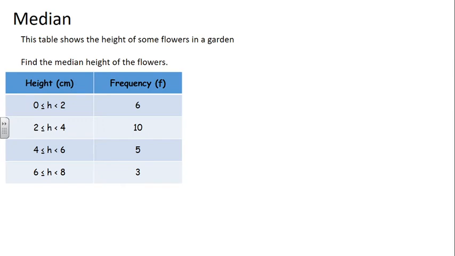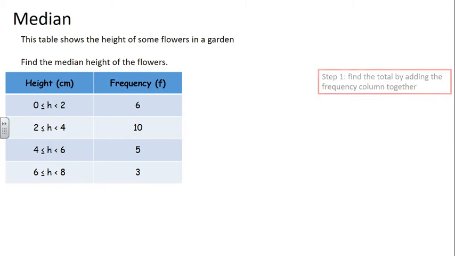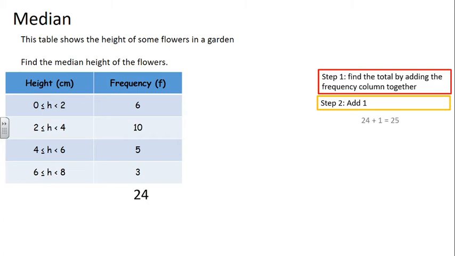Let's have a look at median now. So this table shows the height of some flowers in a garden. We've got to find the median height. So step 1, find the total by adding the frequency columns together. So we know that that's 24. Step 2, add 1. It's 24 add 1 is 25.